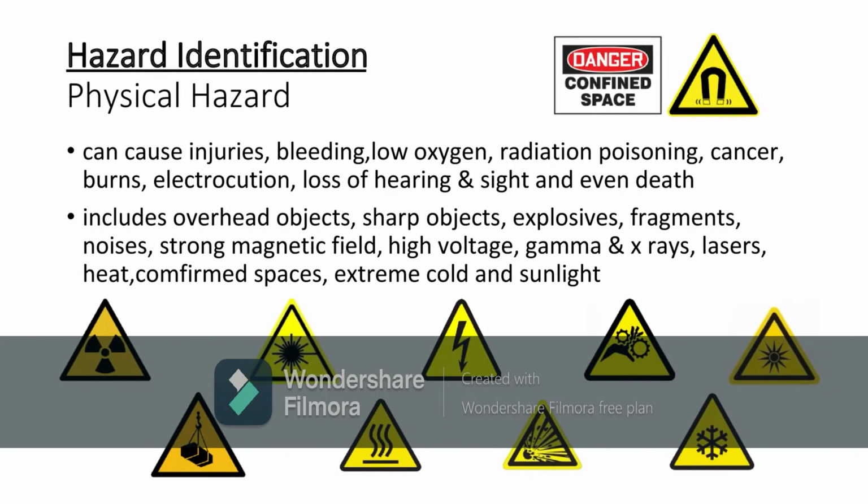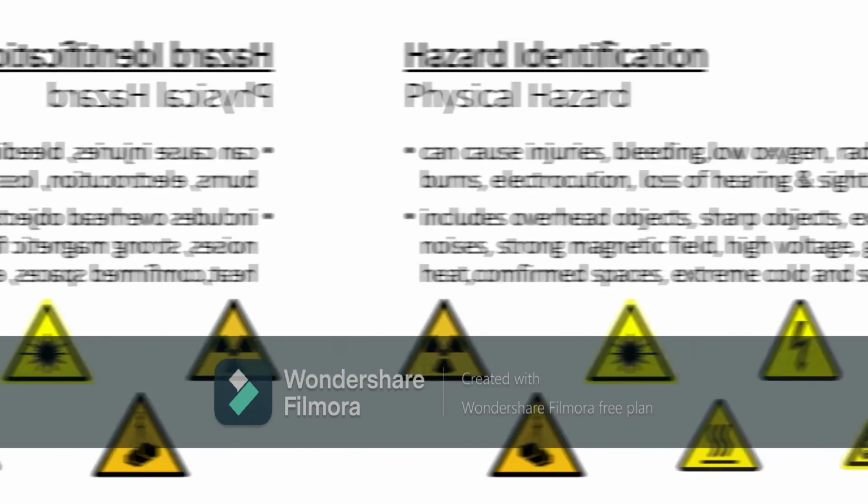The second type is a physical hazard. They can cause injuries, bleeding, low oxygen, radiation poisoning, cancer, burn, electrocution, loss of hearing, sight, and even death. These include overhead objects, sharp objects, explosive, fragments, noise, strong magnetic field, high voltage, gamma and X-rays, lasers, heat, confined place, extreme cold, and sunlight.